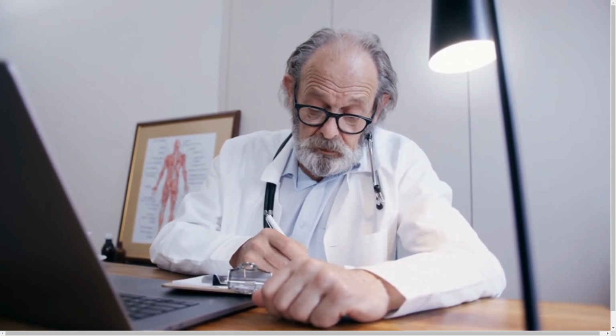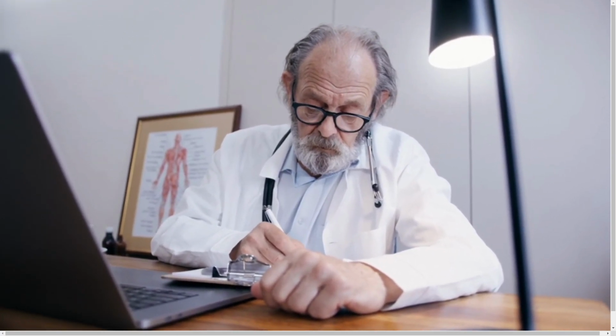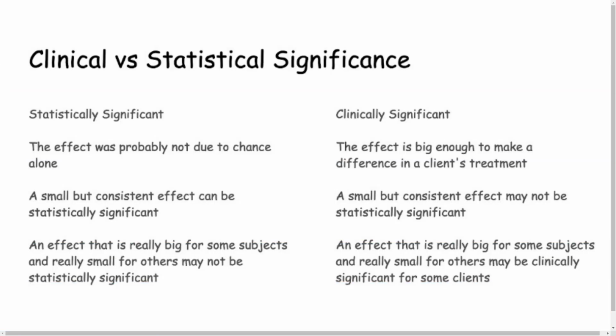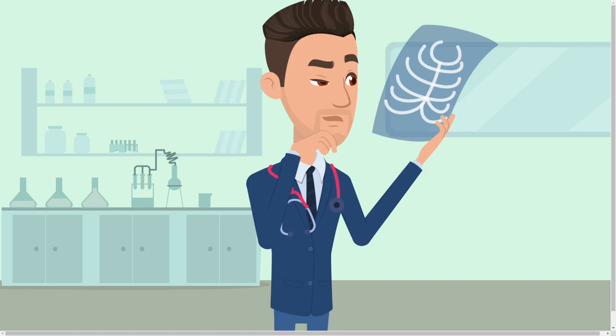Another term often seen in clinical articles is clinical significance or clinical importance. Clinical importance or clinical significance is a set of clinical observations about how well a treatment is performing. It is a measure of how big the differences in treatment effects are in real-world practice.